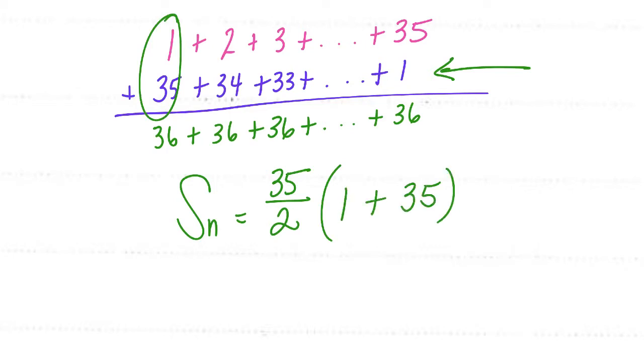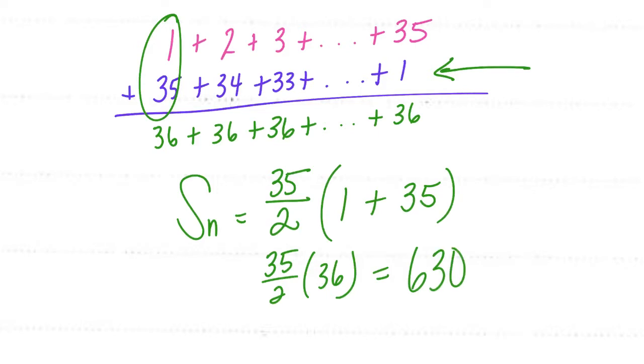So when I calculate the sum from 1 to 35, yes, I could use a calculator, 1 plus 2 plus 3, but this is an easy formula that you'll remember. And when I take 35 divided by 2 times 36, my answer ends up to be 630.